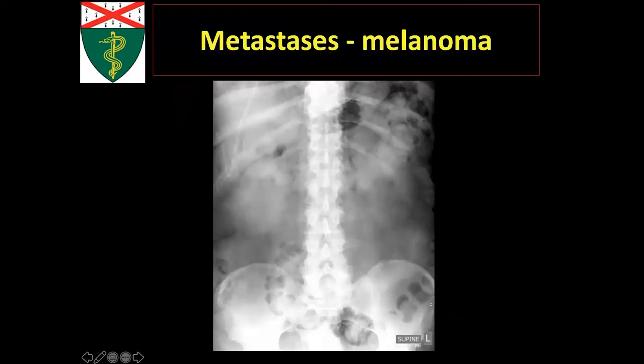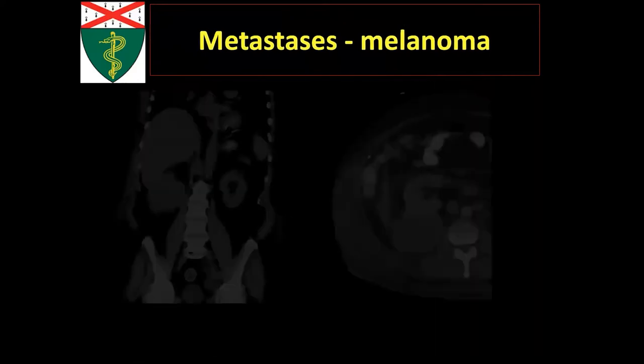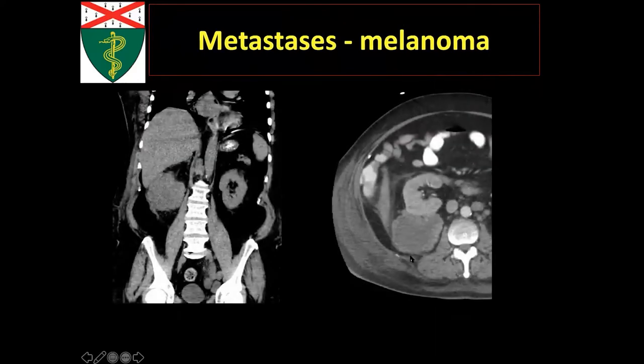Always like to look at the occasional plain film to see what I'm missing retrospectively. So this was a plain film here. And this is the left kidney. You can see kind of the outline of it. The right kidney looks a little bit more dense. If we look at it on the CT scan, we can see that there's a mass in the perirenal fat. This turns out to be a mets from melanoma. So melanoma can certainly metastasize anywhere. And certainly the retroperitoneum will not be spared in this instance.